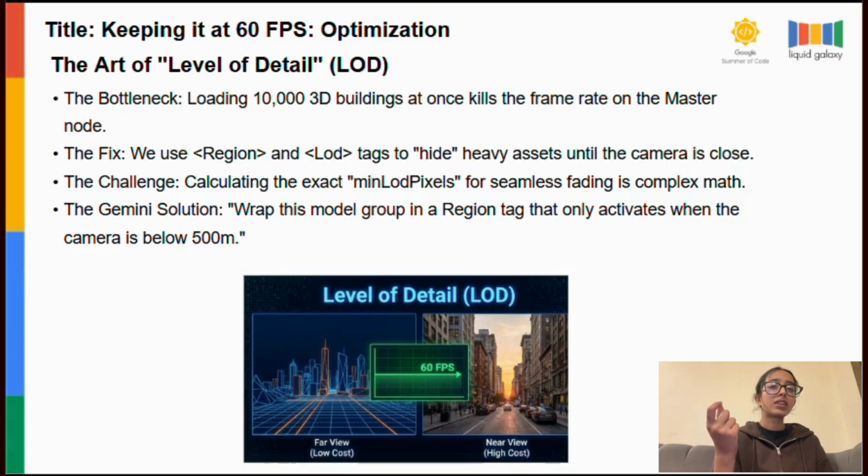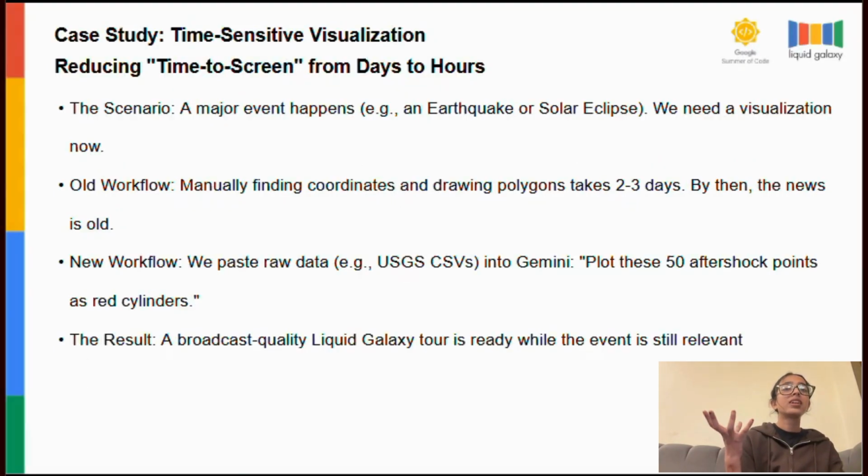So the tricky part is tuning it correctly, knowing when something should appear so it feels seamless, not jarring. So Gemini helps with that logic, wrapping models in regions, setting activation thresholds so performance stays smooth without manual trial and error. So the goal is simple: keep the experience fluid even as scenes get complex.